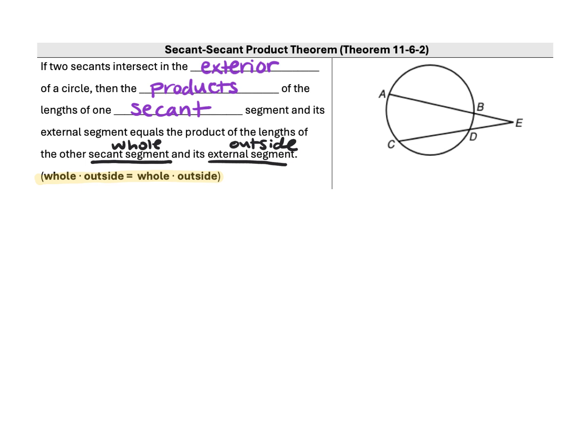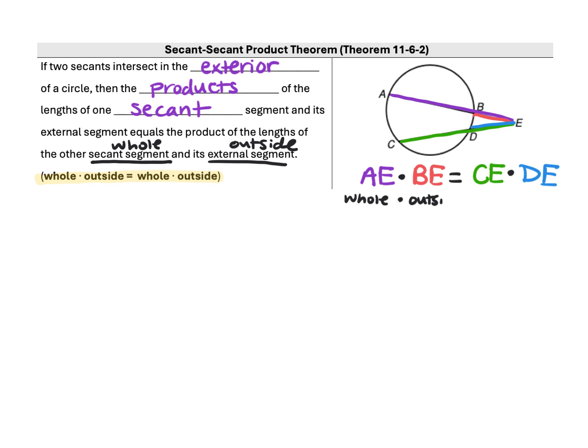And in our picture here, the whole would be like AE multiplied by the external segment, which would be BE, and that product is going to be equal to the whole other secant segment, which is CE, times the external part, which is DE. Again, that is the whole times the outside equals the whole times the outside. Full secant segment times its outside part is equal to the full secant segment times its outside part.